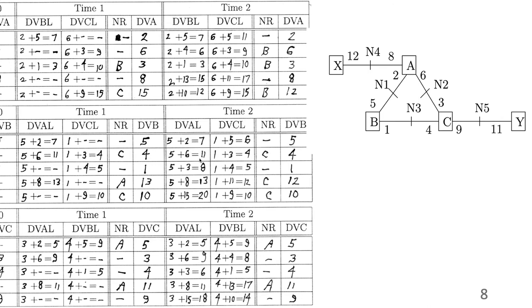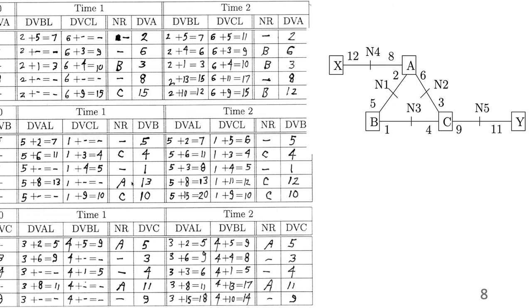The minimum of 4, 11, and 4 is still 4. It's still router C, no change. The minimum of 1, 8, and 5 is 1, no next router for router B. 13, 13, and 12, the minimum is 12. So the next router changes.